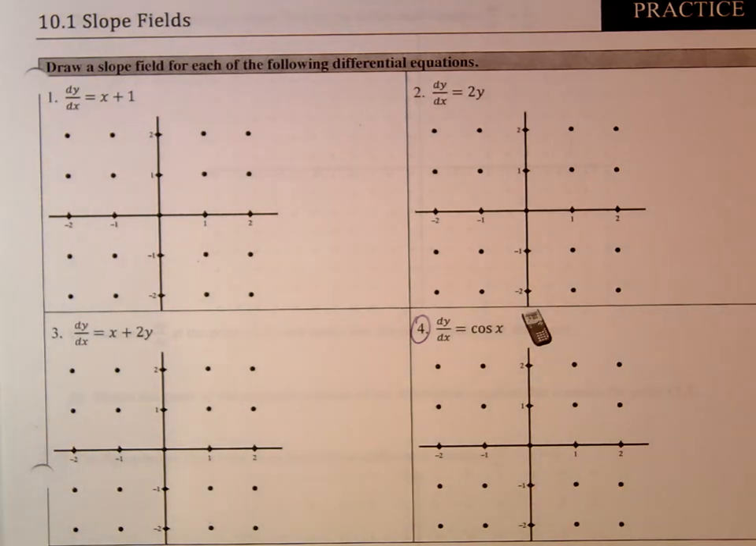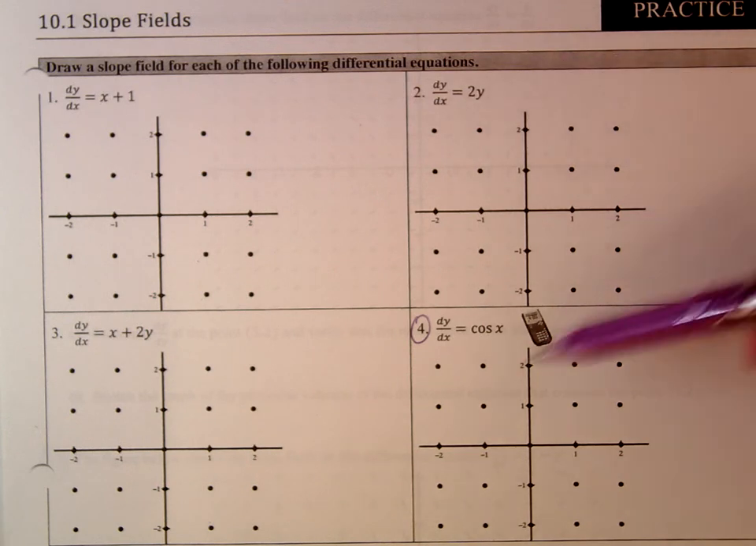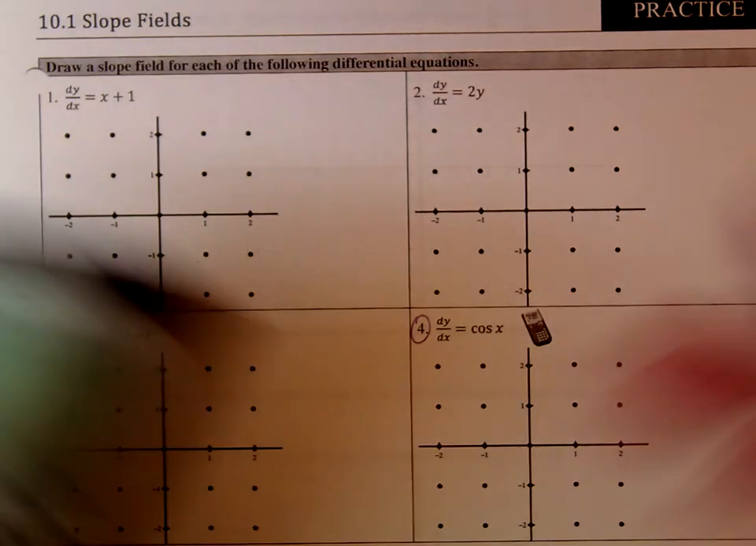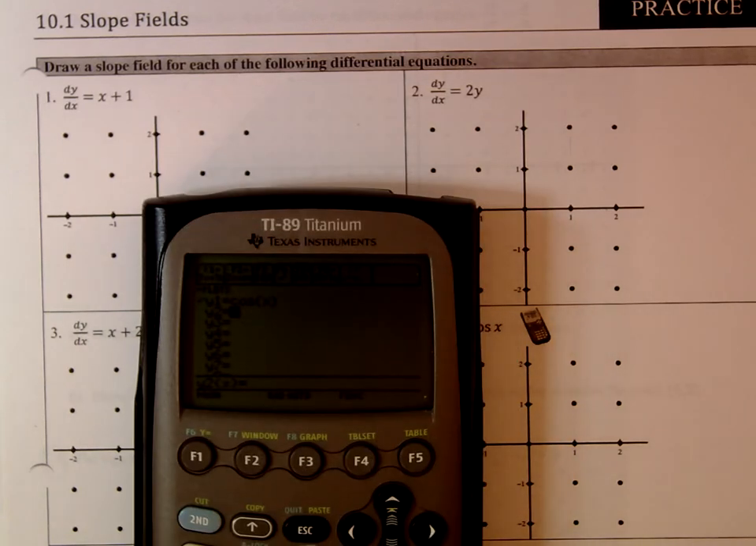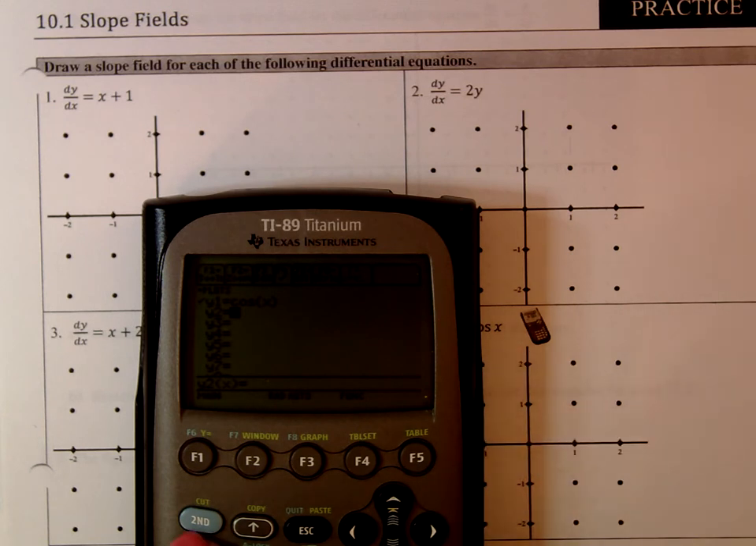So what I'm going to do is they want me to draw the slope field for each of these differential equations. Remember, a differential equation is just telling you it's the derivative. The derivative equation is the cosine of x. So all I need to do is go into my calculator and put in the cosine of x into my y equals. And it's all dependent upon just the x value for this one. So this one's relatively easy in that thought pattern.